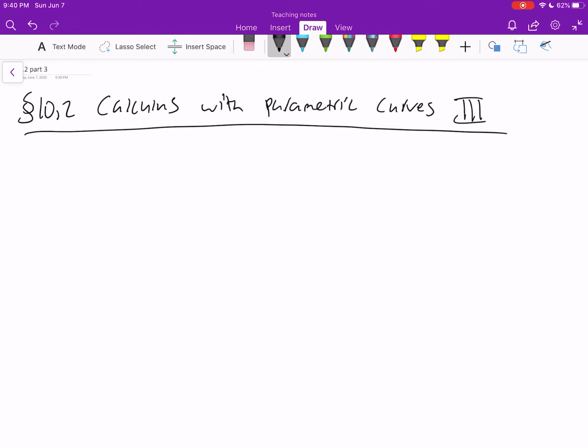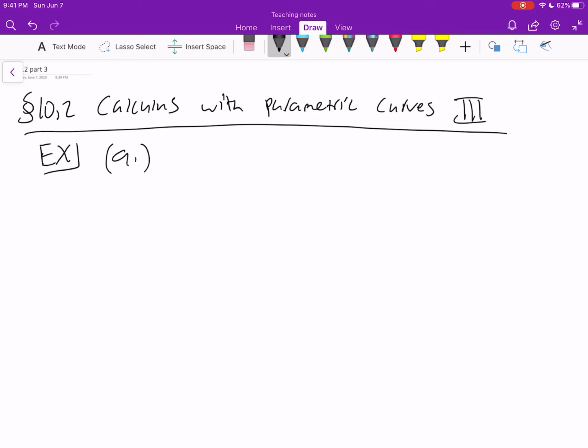All right, so we're going to continue on with section 10.2. This is part 3. So we're talking about how to calculate derivatives of parametric curves. We're going to jump into another example. For this one, there are two parts. This one's going to be a long one. I don't want to break this up. I want to keep it in one video, so this video might be a little longer.